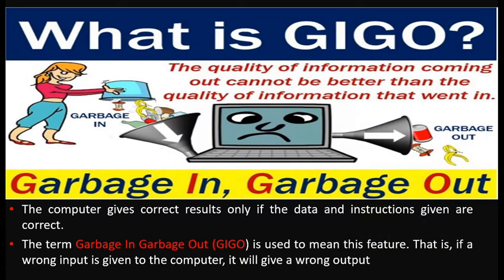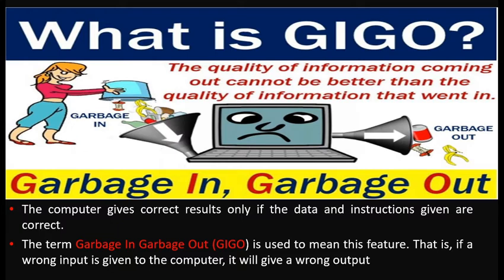We have seen different characteristics of a computer during the last class. Computer can perform millions of instructions in a second. That is, computer is very fast. Computer gives correct result. Computer can give result in a proper format.